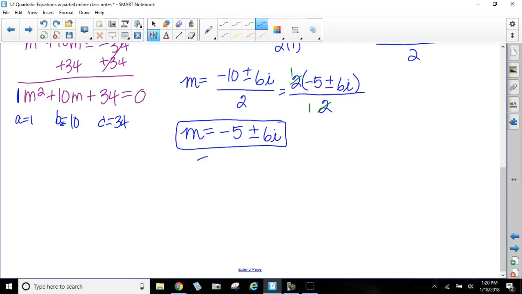Now, writing that as a solution set, I would just recopy that: negative 5 plus or minus 6i. You might be asked to expand that out a little bit, and so if you have negative 5 plus 6i, that's one solution. Our second solution is negative 5 minus 6i. It's the complex conjugate.